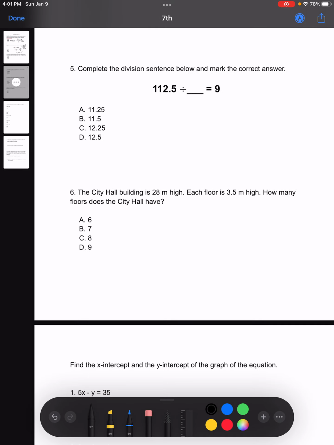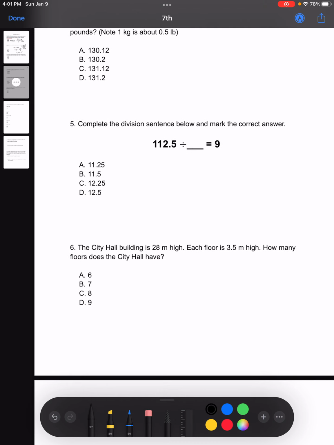Moving on, let's look at number 5. Complete the division sentence below and mark the correct answer. 112.5 divided by, again, some number, this time let's make it x, is equal to 9. Now if x is our unknown number, all we have to do is solve for x, or in this case, solve our simple algebraic equation. To get x by itself, all we need to do is multiply both sides by 112.5.